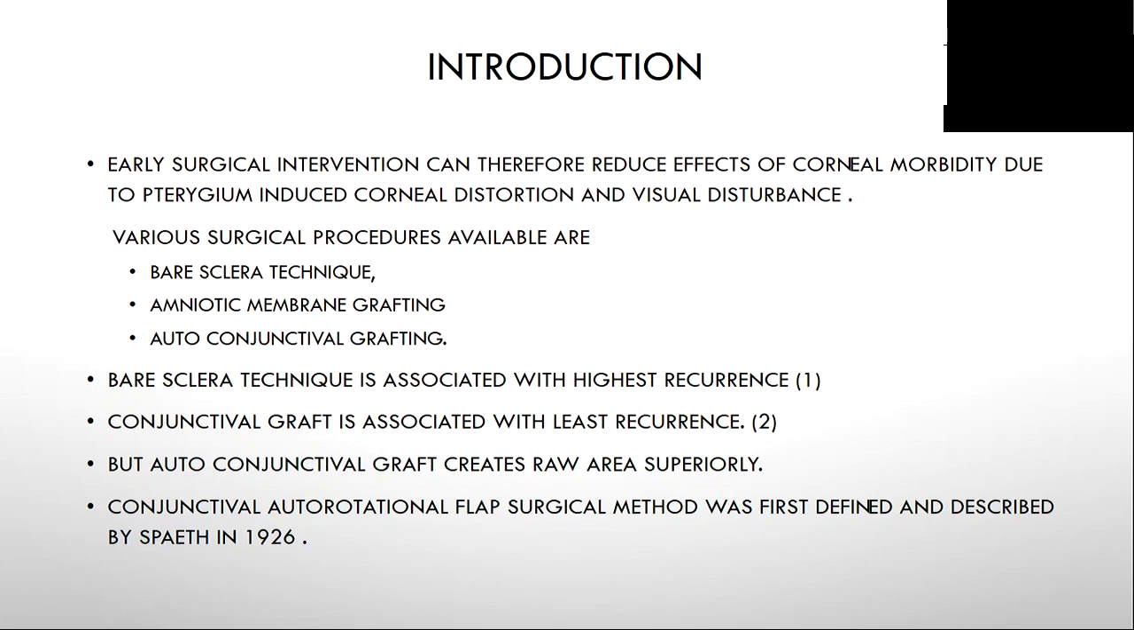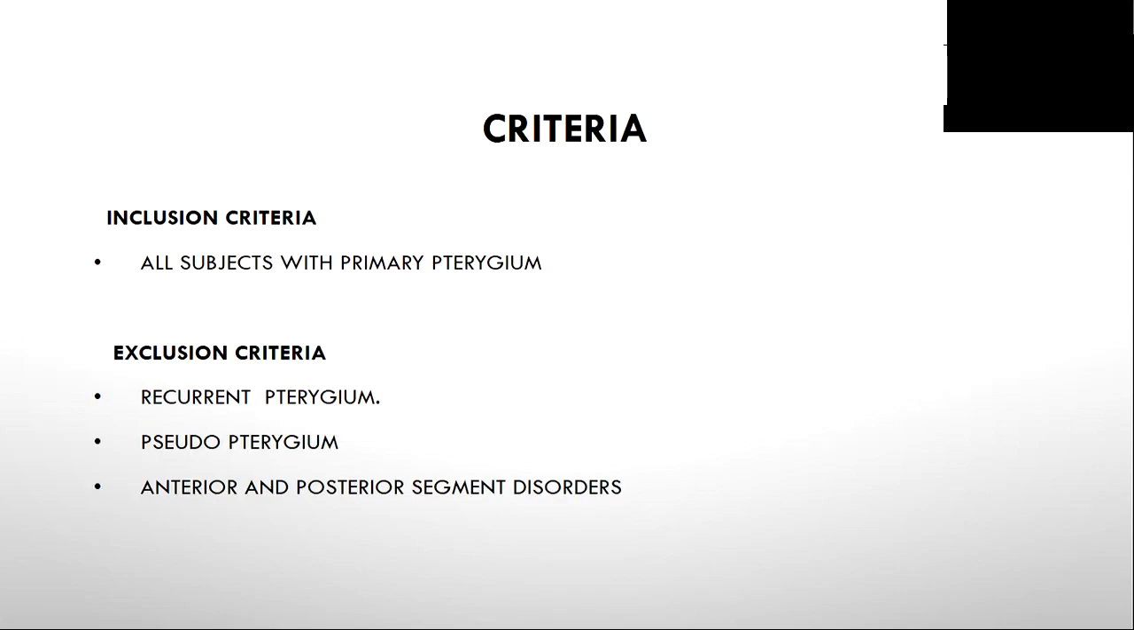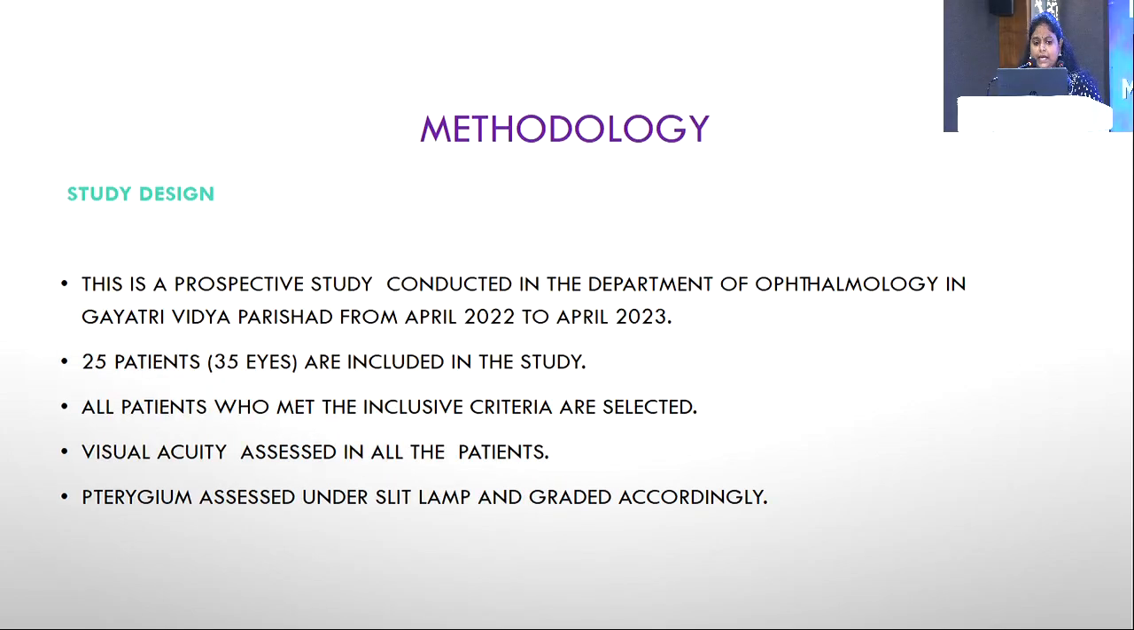The conjunctival autorotational flap surgical method was first described by Spaeth in 1926. The main objective is to evaluate the clinical outcome of autorotational conjunctival flap after primary pterygium excision. Inclusion criteria: all the subjects with primary pterygium. Exclusion criteria: recurrent pterygium, pseudopterygium, and anterior and posterior segment disorders. My study design is a prospective study conducted in the ophthalmology department in GVP from April 2022 to April 2023. 25 patients who met the inclusion criteria are included.